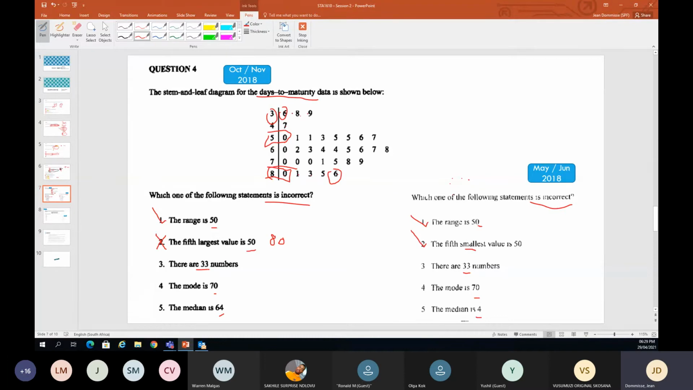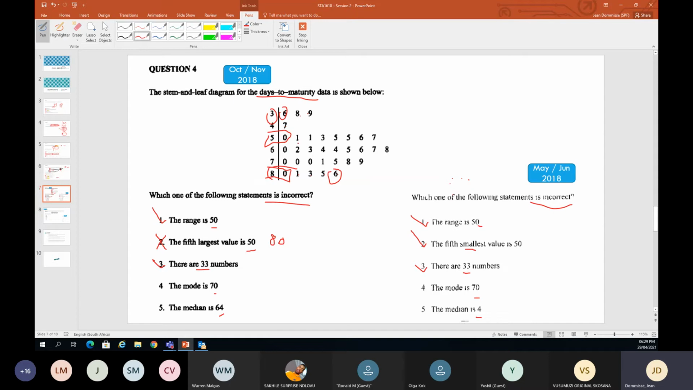Okay, there needs to be 53, but let's just check. 1, 2, 3, 4, 5, and so on up to 53. Okay, so there is 53 numbers. So that is correct. The mode of 70.